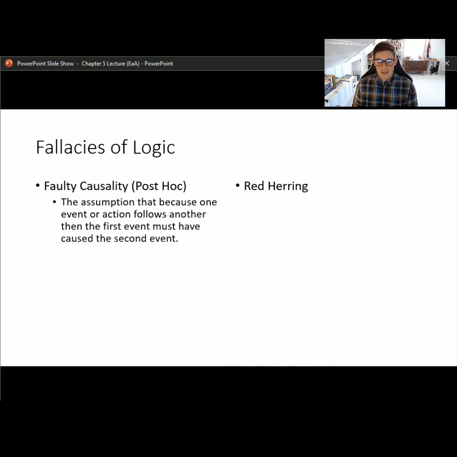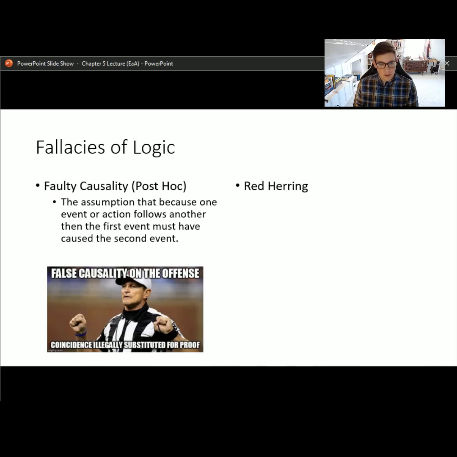So faulty causality is a really, really interesting one. And the idea there, and this is a really, really important idea and very simple idea in statistics, is that correlation, so two things that appear to be connected, right? They correlate with each other. Correlation does not equal causation. So just because two things look like they're related doesn't mean that they actually are, and we have to do more analysis in order to draw that conclusion that one thing caused another.